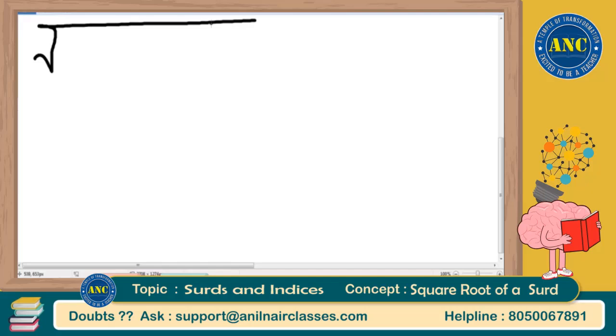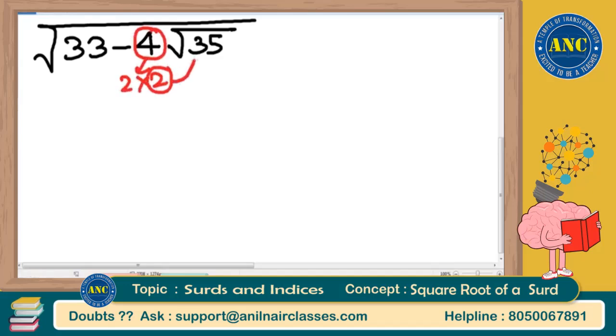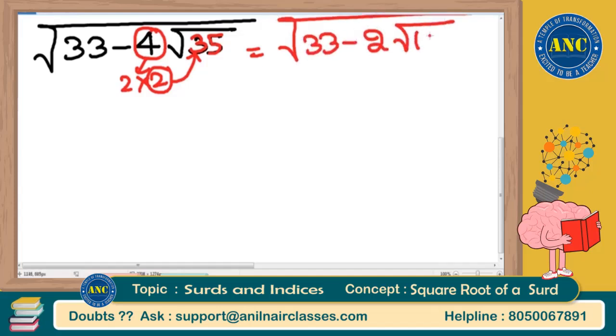Square root of 33 minus 4 root 35. Again same logic. 4 is nothing but 2 into 2. This 2, if I put inside the square root, it becomes 35 into 4. That means this is nothing but square root of 33 minus 2 into root 140.